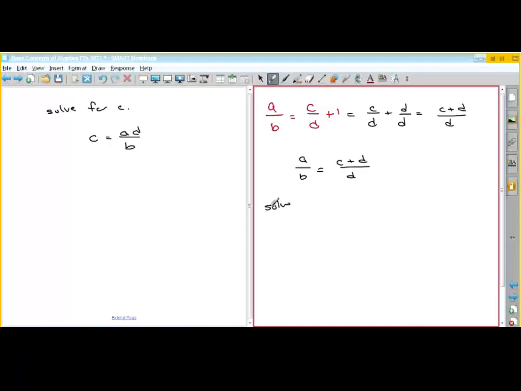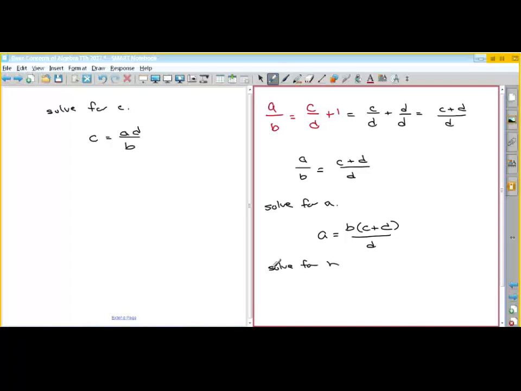At this point, to solve for A would be easy, because I would say, okay, I'm solving for A, so I'd write A. I'm going to move B from the denominator to the numerator, and I've just got to remember that I've got to multiply it by the entire numerator.